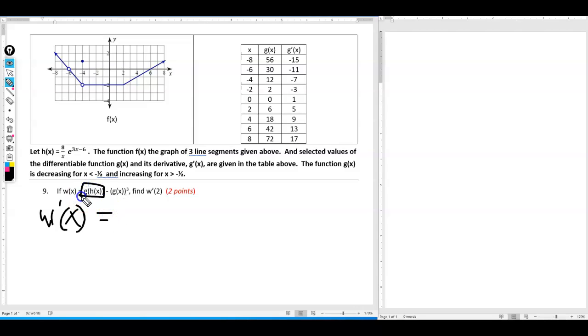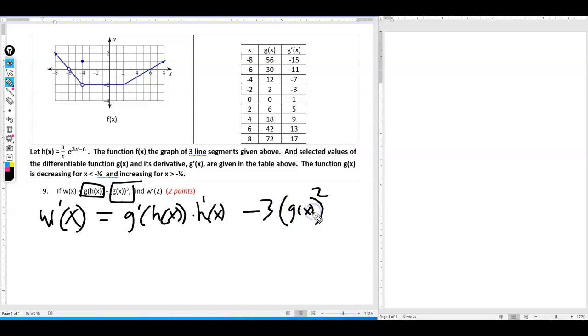So we start by taking the derivative of this. Now that's a chain rule. It's the derivative of the outside, change the inside, times the derivative of the inside. Minus, this is also a chain rule. We have g of x to the 3rd power. What that means is the inside function is the g of x, the outside is the cube. So we take the 3, multiply it to the front, take 1 off the power, and don't change the inside. And then we multiply by the derivative of the inside. So 2 chain rules there. Next, we're going to go ahead and plug in our 2.